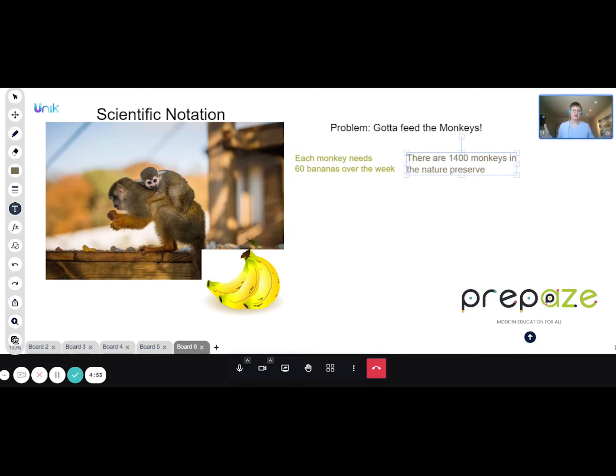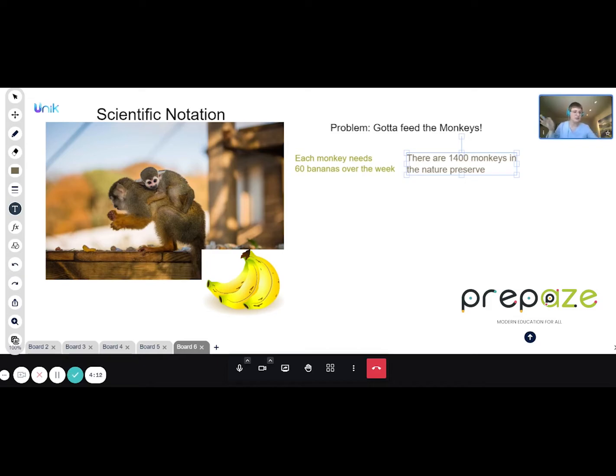And today we're going to be talking about multiplying and dividing numbers in scientific notation. So here's my problem. I am going to be the person who needs to do this calculation. I work at a nature preserve, and I'm trying to figure out how many bananas I need to order for a week of feeding all of the squirrel monkeys in my habitat that I'm responsible for. So I know that each monkey needs 60 bananas over the period of the week, and there's 1,400 monkeys total in the nature preserve. So I need to multiply 1,400 monkeys times 60 bananas per monkey in order to figure out how many bananas to order.